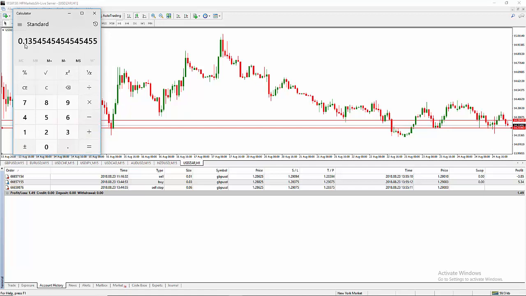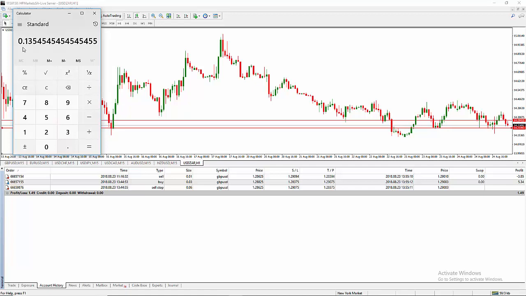For the whole week, I have 0.135 percent of my capital. Yeah, it's return. It's positive. I'm not losing my capital. Like I always tell you guys, capital preservation is the first thing in Forex.